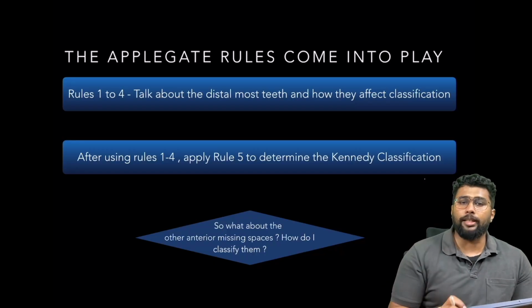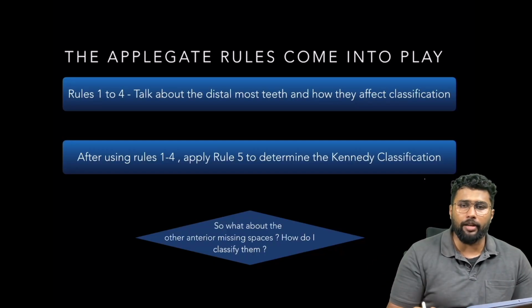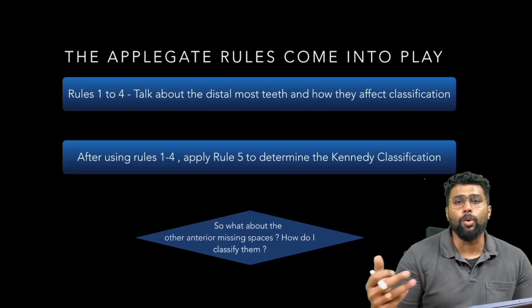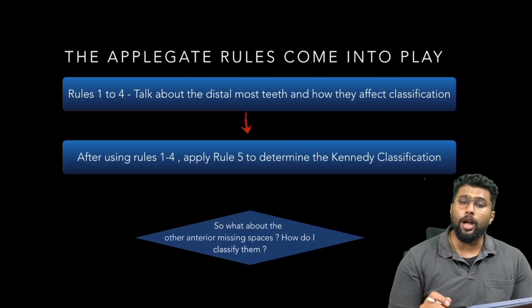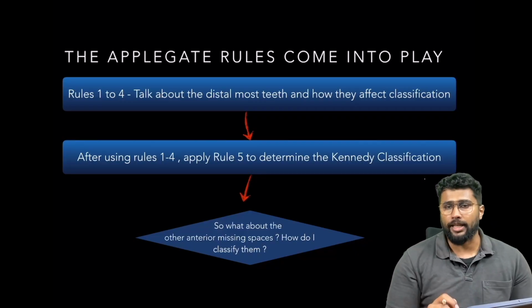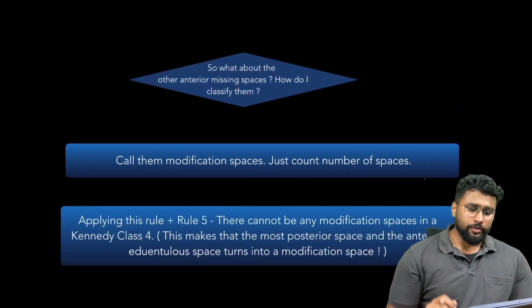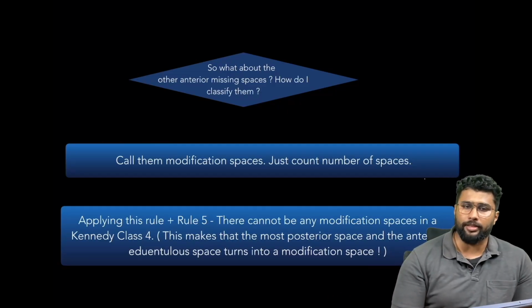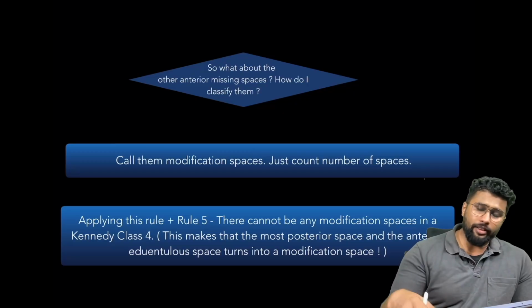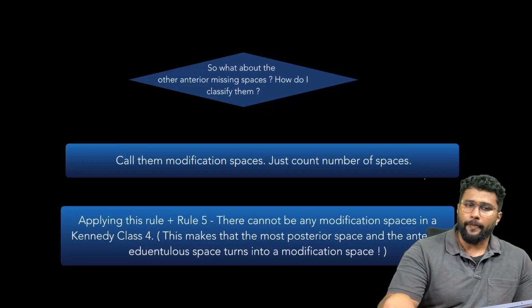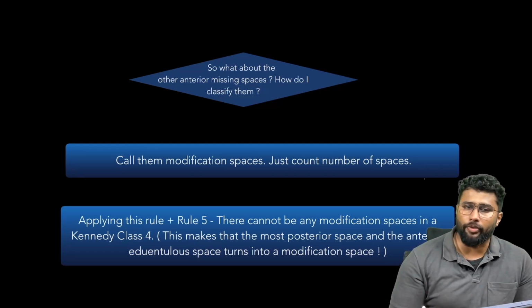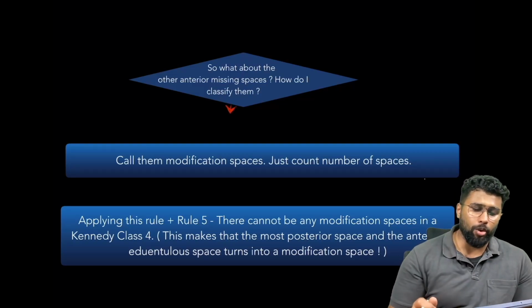And then what about the other anterior missing spaces? Say, for example, I have a case where there are posterior missing teeth, but I have interrupted anterior missing teeth as well. How do I classify them? And that is the rule about your modification spaces. So he said you just consider them as modification spaces and just count the number of spaces because they're not going to affect the treatment plan as such. And applying this rule plus rule number 5 obviously means that there cannot be any modification spaces in a Kennedy class 4. Now let's just go to the rules one by one.